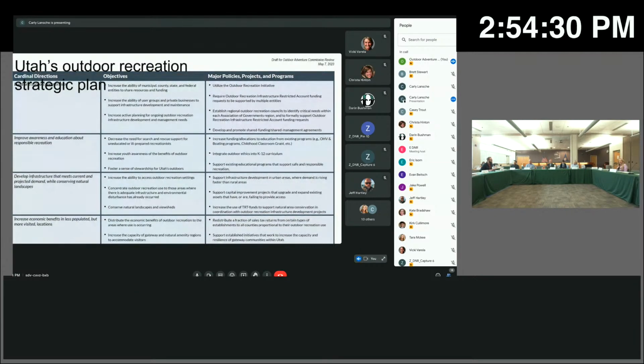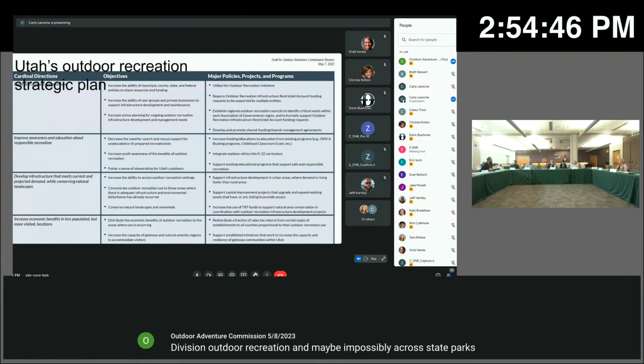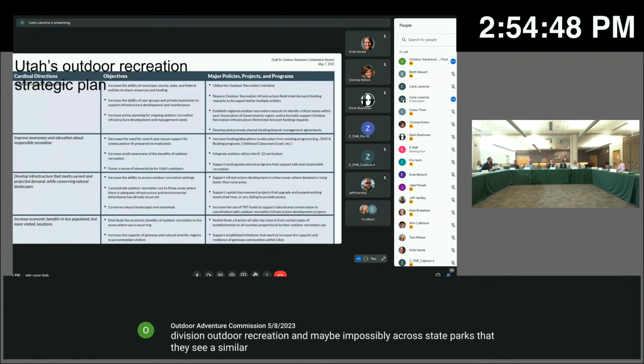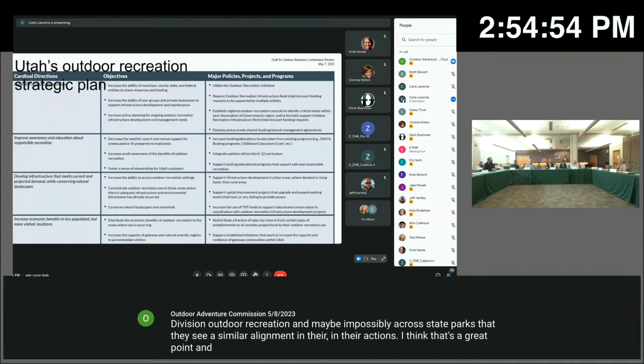We really see that as a great opportunity, and having the strategic plan and these specific directions as being the specific priorities that are pervasive not only within the OAC, but also across the decisions of Division of Outdoor Recreation and maybe even possibly across state parks if they see a similar alignment in their actions. I think that's a great point and a really good segue into our next agenda item, if this concludes your presentation on this item.